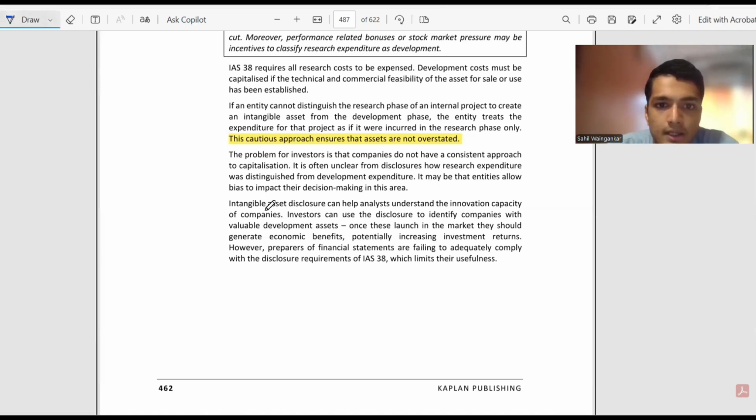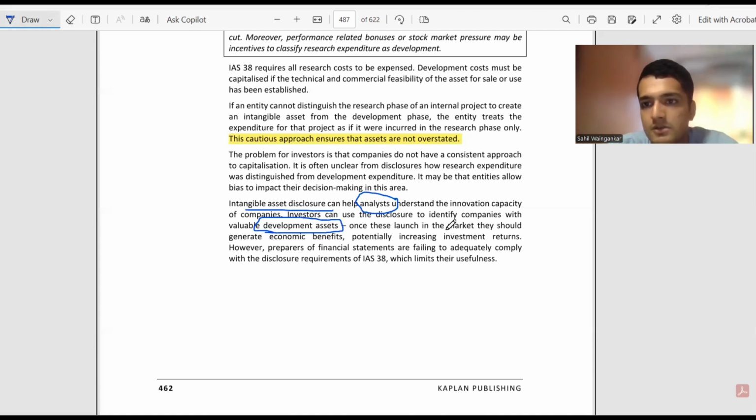तो इन्होंने क्या बोला है कि इंटेंजिबल एसेट्स का जो डिस्क्लोजर है ये एनालिस्ट को हेल्प कर सकता है इन ऑर्डर टू डिटरमाइन कि भाई कंपनी इनोवेशन अपने बिजनेस में ला रही है कि नहीं ला रही. मतलब कंपनी ऑन द रेगुलर बेसिस कुछ नई चीजें डेवलप कर रही है नहीं कर रही है, ऐसा. इन्वेस्टर्स कैन यूज द डिस्क्लोजर टू आइडेंटिफाई कंपनीज विद वैल्यूएबल डेवलपमेंट एसेट्स, की कौन सी कंपनी के पास ज्यादा डेवलपमेंट एसेट्स है. On their launch in the market they should generate economic benefits, potentially increasing investment returns.